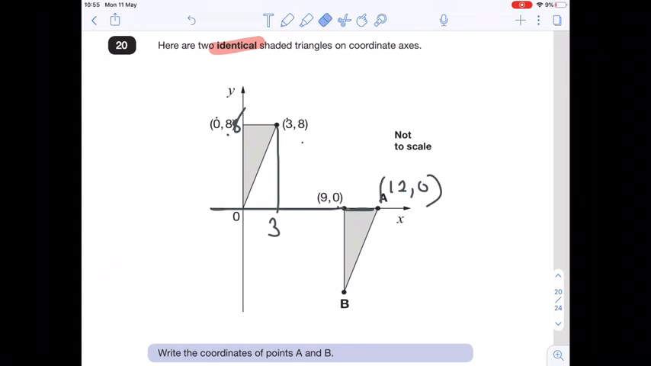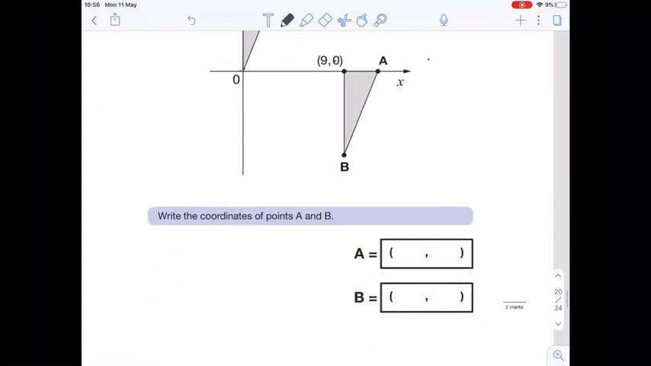Okay? I know this is tricky, so don't lose heart if you've not got this one right. Don't worry about it. This is one of the trickier ones on the paper, particularly because we've kind of taught all this from a distance. So we know on the y-axis here, that was 8, so that's 0. So the point A should be 12, 0.